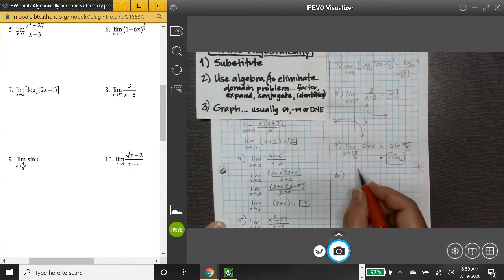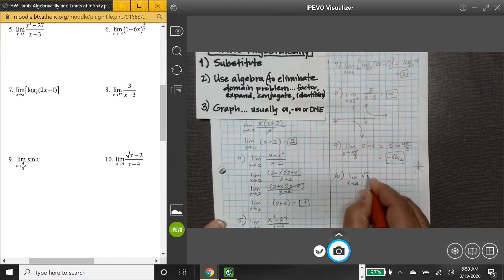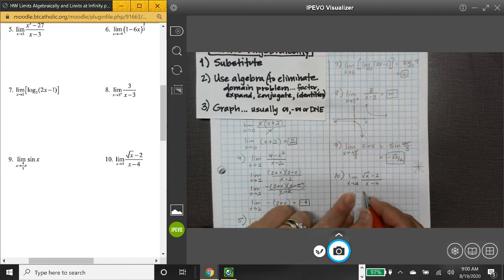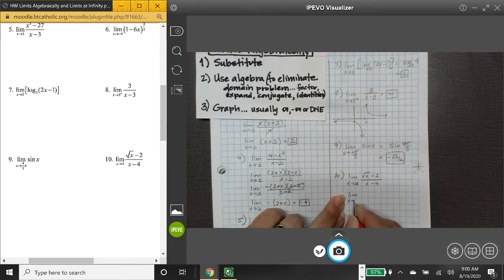All right, number 10. The limit as x approaches 4 of the square root of x minus 2 over x minus 4. Now, you could use the conjugate here, and it would not be wrong at all, but I would like you to think about the denominator actually being the difference of squares. You're like, what?